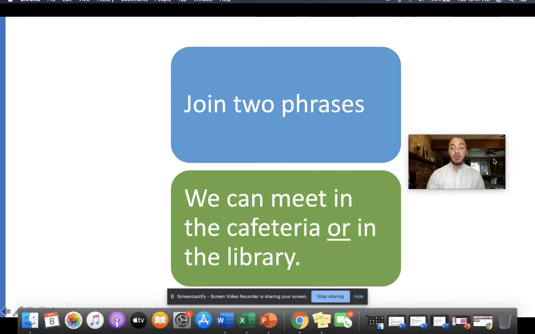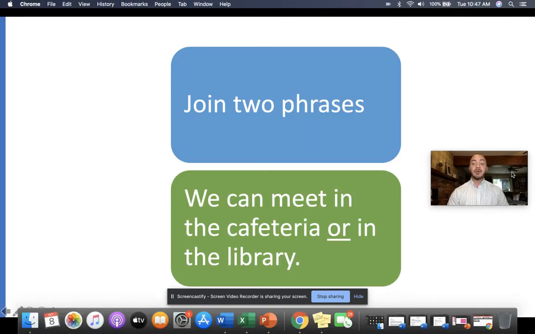So we already saw how coordinating conjunctions can be used to join 2 words, but they can also be used to join 2 phrases, such as, we can meet in the cafeteria or in the library. In this case, our coordinating conjunction is the word or, and it's joining the prepositional phrase in the cafeteria to the prepositional phrase in the library.